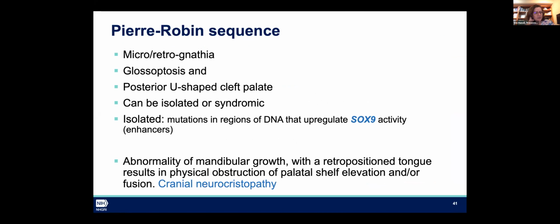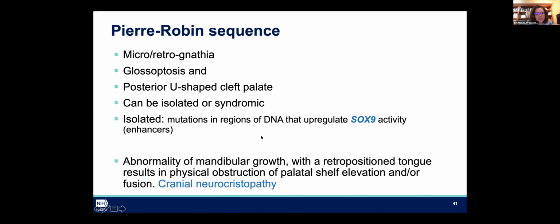So Pierre-Robin, as we said, is another term commonly seen in some of our multi-system disorders. It is the combination of micrognathia and retrognathia, meaning a small mandible, and glossoptosis, where the tongue is low set and folds backward, and cleft palate too. Again, this is a sequence because the abnormality in mandible growth causes the tongue to be positioned posteriorly and then obstruct the palate forming.